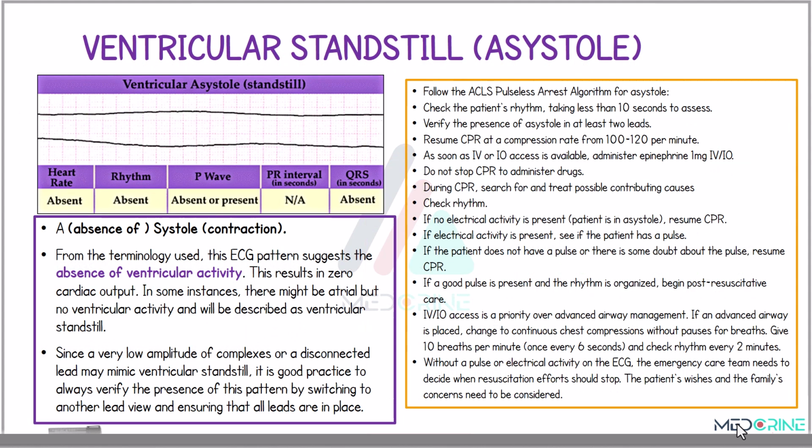Lastly, we have one of the important cardiac rhythms known as ventricular standstill or asystole. Basically, asystole is an absence of systole, which means there are absent heart contractions. From the terminology that we use, an ECG will show a flat line or absent ventricular activity, which results in a zero cardiac output. And in some instances, we could have atrial activity, but ventricular activity is not present. So we call that ventricular standstill.